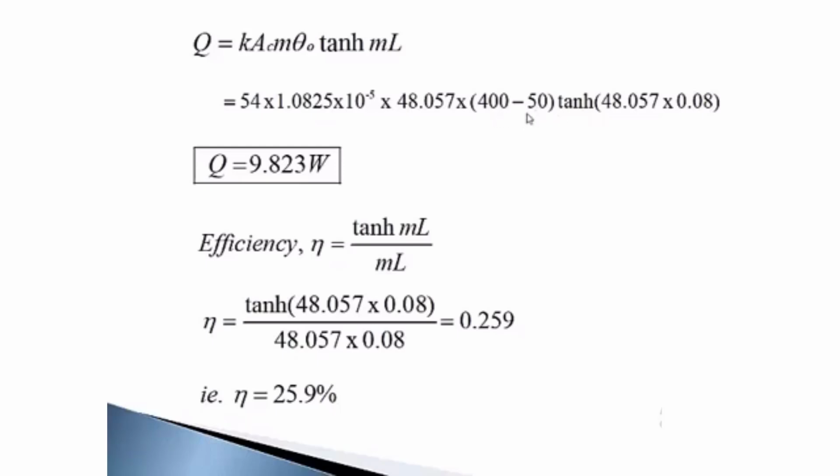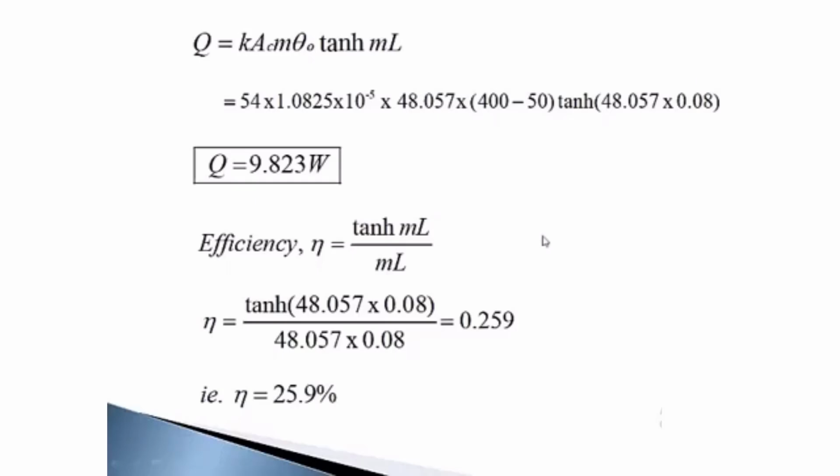Plate temperature is 400 and ambient is at 50. So theta 0 we have calculated as 400 minus 50 into tanh of m, 48.057, into length. The substitution is made and you get the heat transfer through the fin as 9.823 watts, or 9.823 joules per every second. That is the heat flowing through the fin.